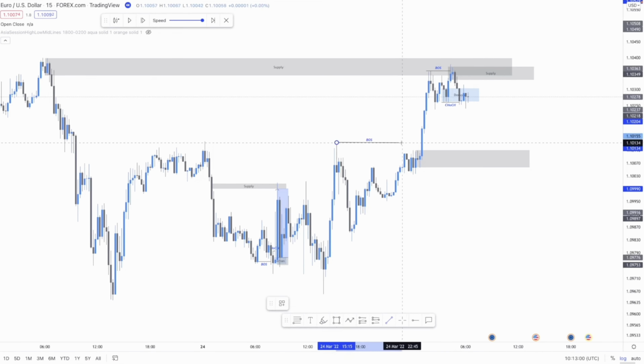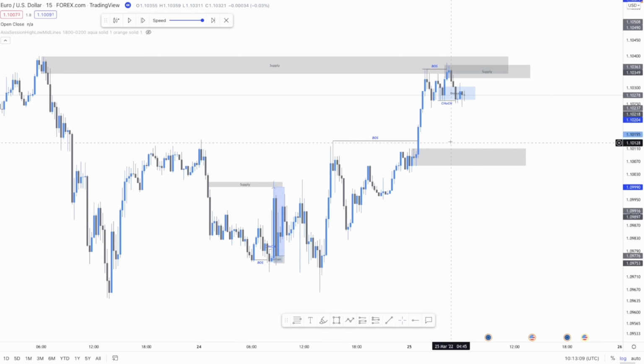There you go. So this was the recent break of structure. Sorry, this is the recent demand that caused the break of structure. We also have imbalance and inefficiency above these zones, which is a confirmation for us that price needs to head back down and fill these zones.